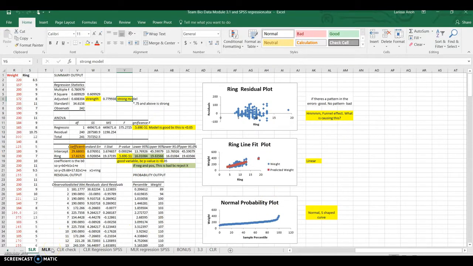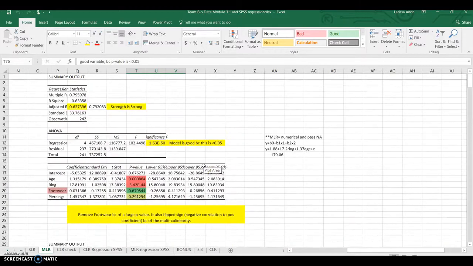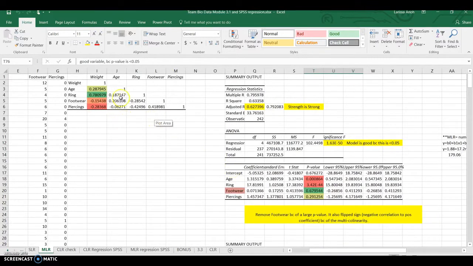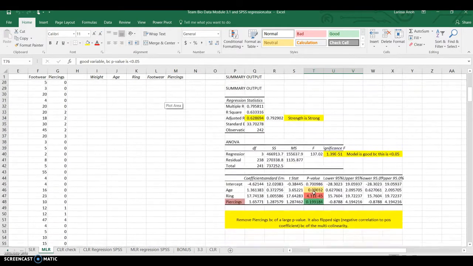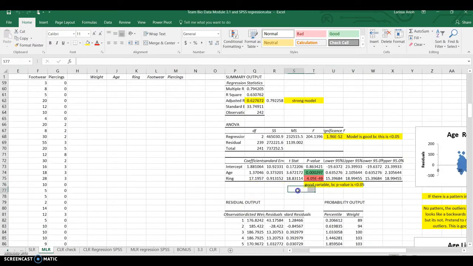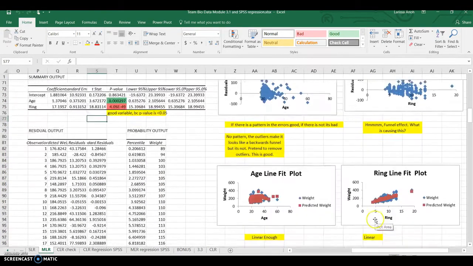The next model we would use is the multiple linear regression. This is our MLR. At first we started out with all of our variables after we did our correlation matrix. The footwear had too large of a p-value to be a good variable, so we eliminated that. Then we eliminated piercings, and we were left with age and rings, and they had a good p-value. They had a strong model. And then we came over here and did our charts.